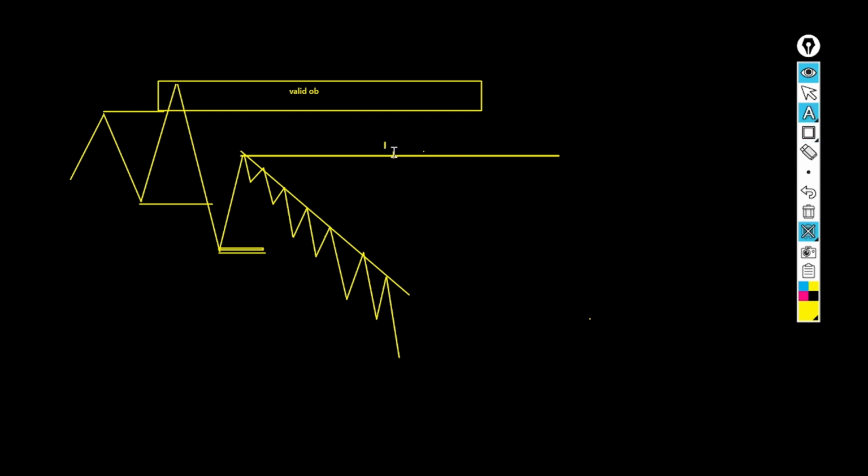So once you've identified your trap zone, the next thing is to identify your order block. Trap zone, more or less like a trend line trap zone.